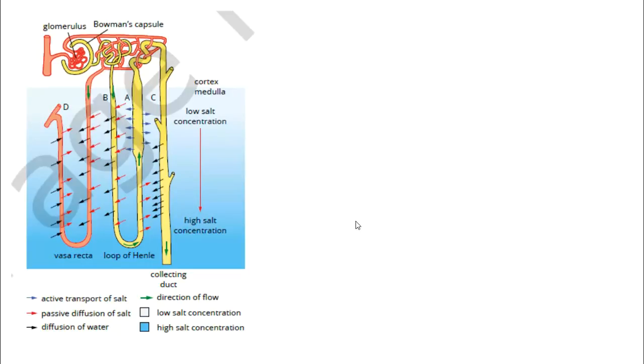As the flow moves down the loop of Henle, there's passive diffusion of salt into the loop, and diffusion of water moving out. Then as it moves back up the loop of Henle, salt is actively transported out of the liquid, so this is where salt is reabsorbed for our body. As it moves back up, the salt concentration is quite low. And as we move down the collecting duct, this is where water diffuses back into our body to be reabsorbed.